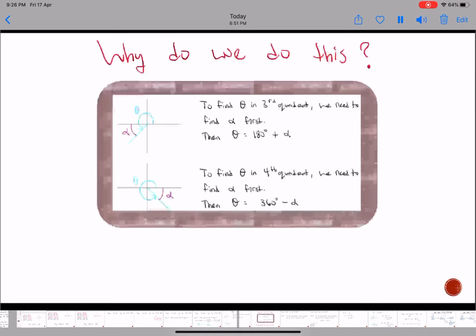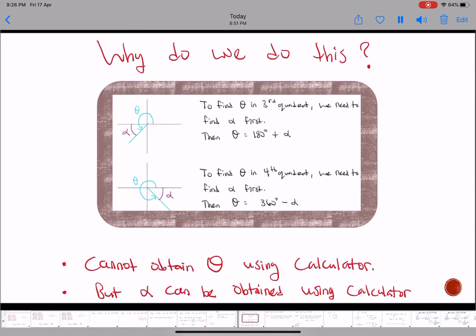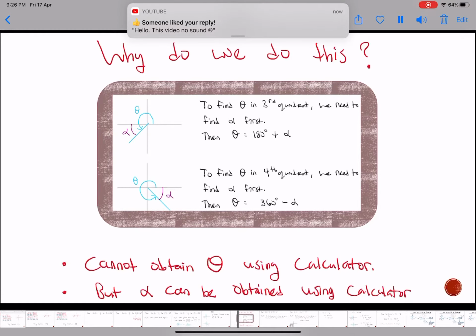So why do we do this? Why do we need to find alpha and do these tedious things? Simply because you cannot obtain theta using calculator. Your calculator only gives you one value, but alpha you can obtain using calculator. Once you know alpha, you can find all the angles, wherever they are, which quadrant.